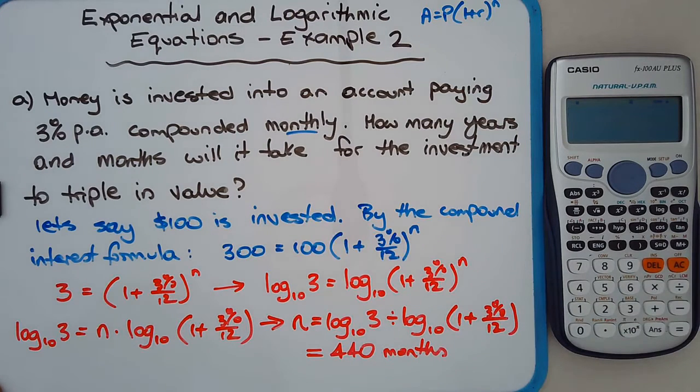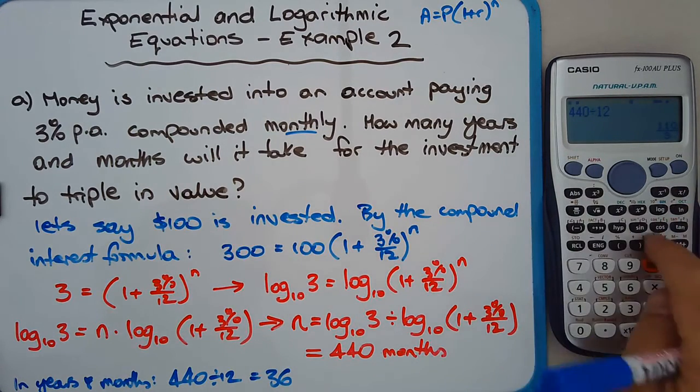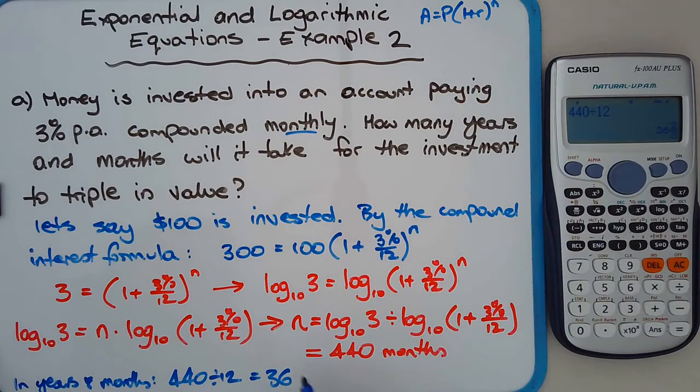So what's that in years and months? 440, if we divide that by 12, gives us the number of years. We only want the whole number, so 440 divided by 12 is 36. Actually, that's 36 and 2/3. Shift SD will give you the answer in mixed numeral format. And that's going to be 36 years and 8 months.